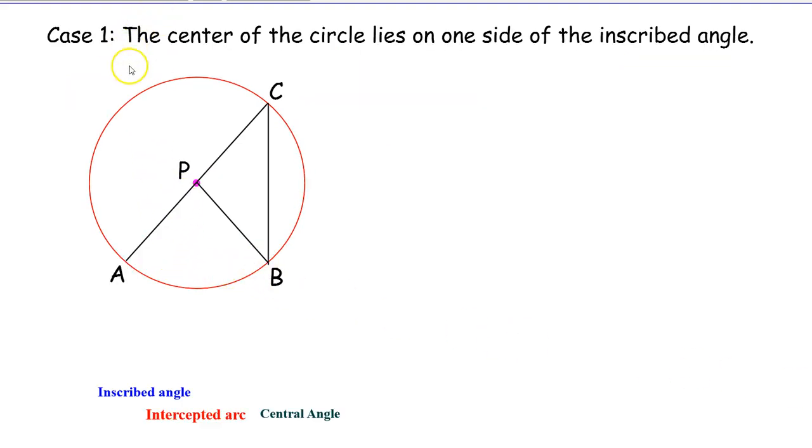In case 1, we are seeing that the center of the circle lies on one side of the inscribed angle. And we have to prove that the measure of angle ACB is equal to half of the measure of the arc AB. Alright. So how do we prove that?